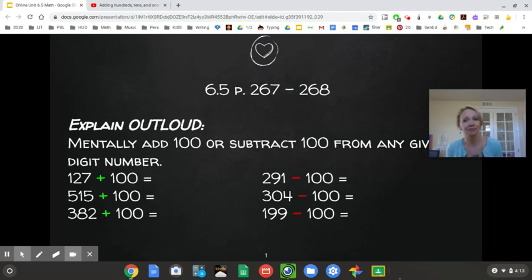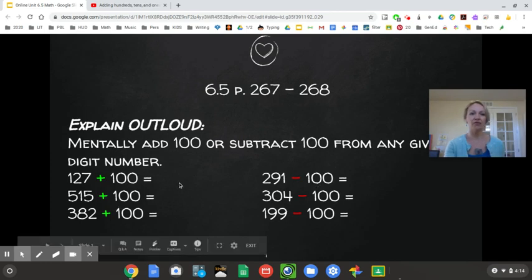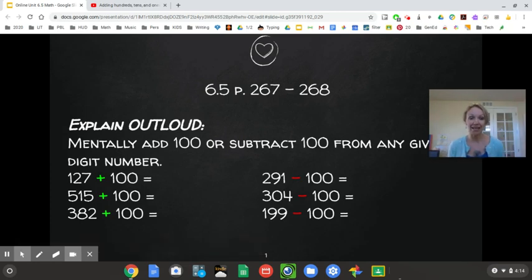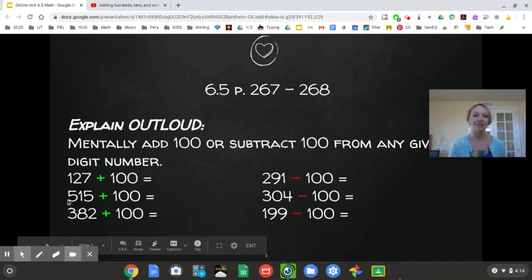So just to warm up our brains a little bit from yesterday, I want you to mentally add or subtract. I have some signs in red there on the right, and I want you to mentally add and subtract these numbers. So we have 127 plus 100. We know we're going to change only the hundreds place in that 127. So what is that going to give you? 227. Go ahead and do this one on your own.